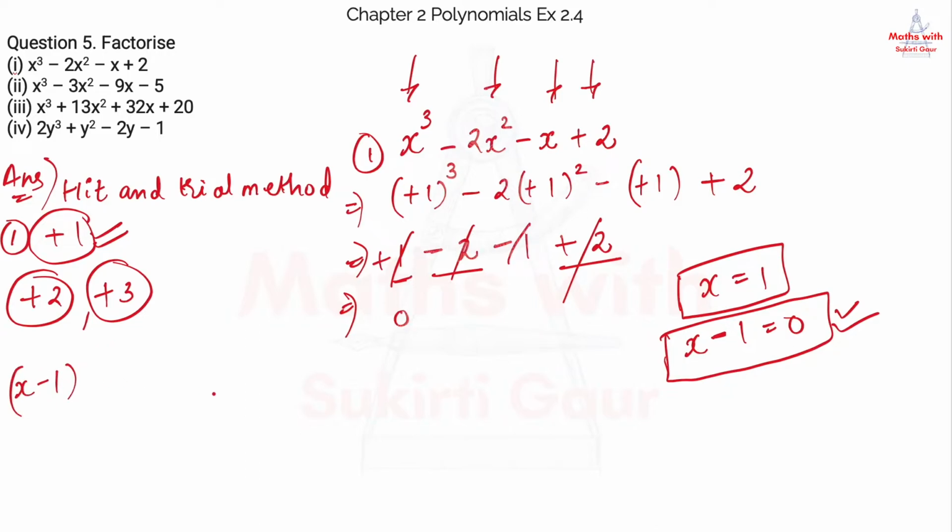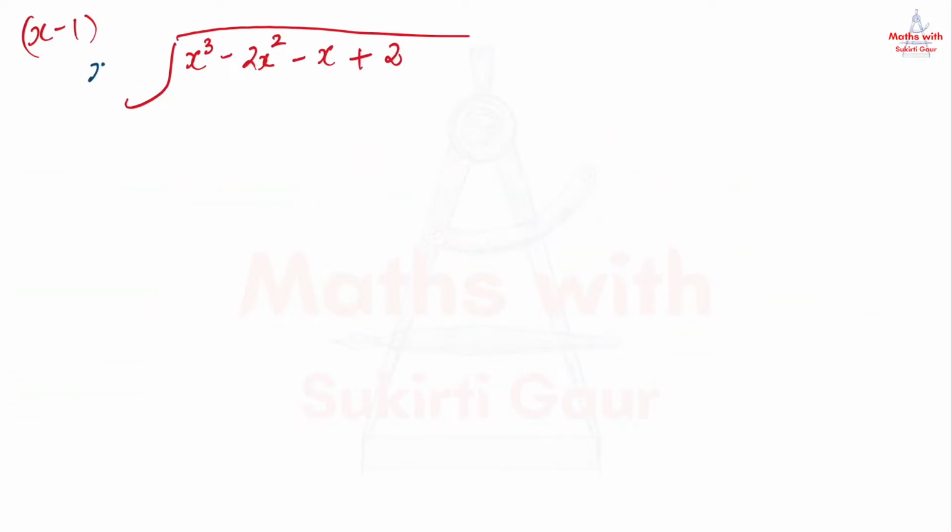Now what is our second step? By this factor, we are going to divide this whole polynomial so that I can get the other factor. So let us proceed with that. I'll take the next page. Here, we have got x minus 1 till now. Now we are going to divide this by x minus 1.